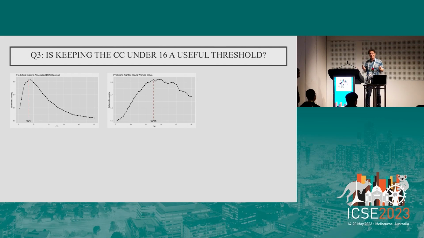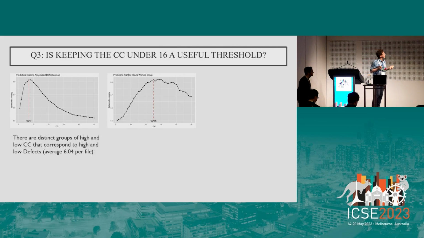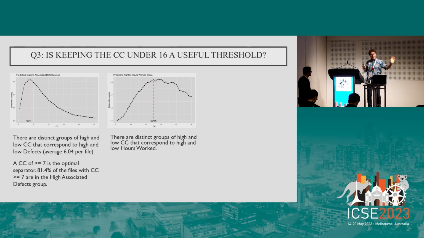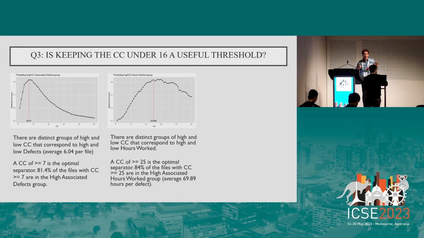Third research question. If we keep the CC under 16, do good things happen? Is this really a good thing to do? So again, you can see in this distribution, and there's another graph that shows this in the paper, that there are basically these two distinct groups of high and low CC, and they correspond to high and low numbers of defects. And it turns out that a CC number of around 7 is the optimal separator. That's what separates the low defect group from the high defect group. If you look at effort, again, there's distinct high and low effort groups, and there the CC separator is around 25.